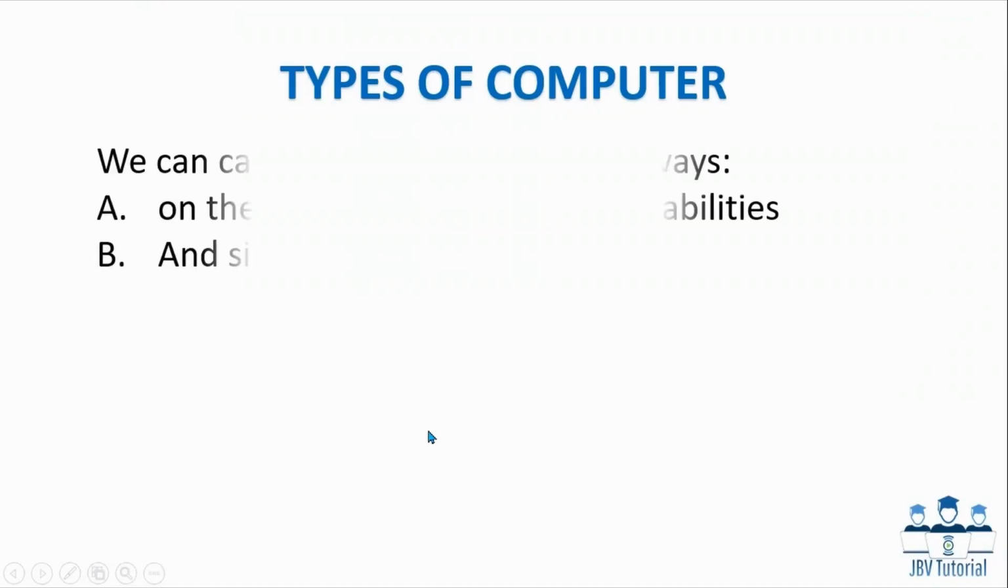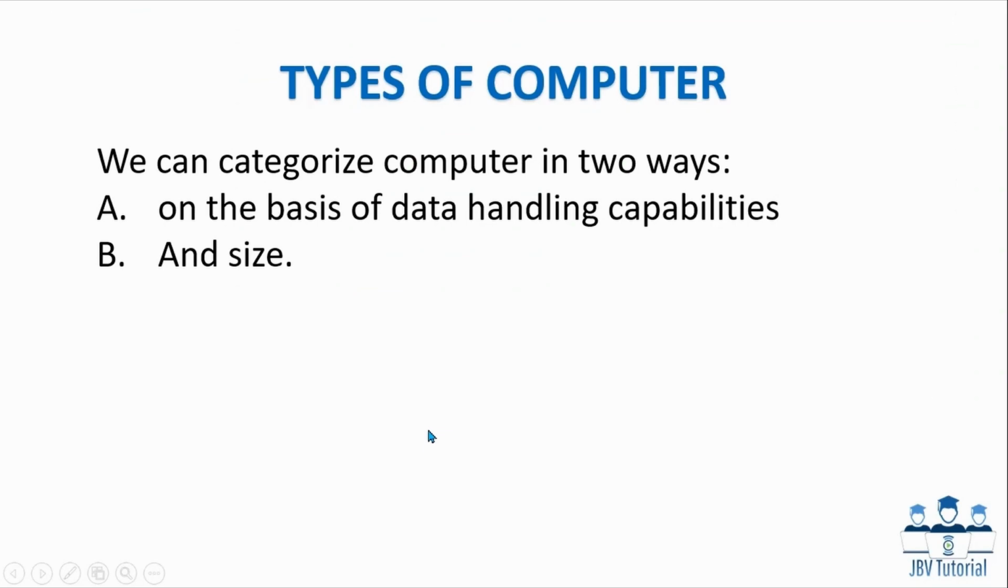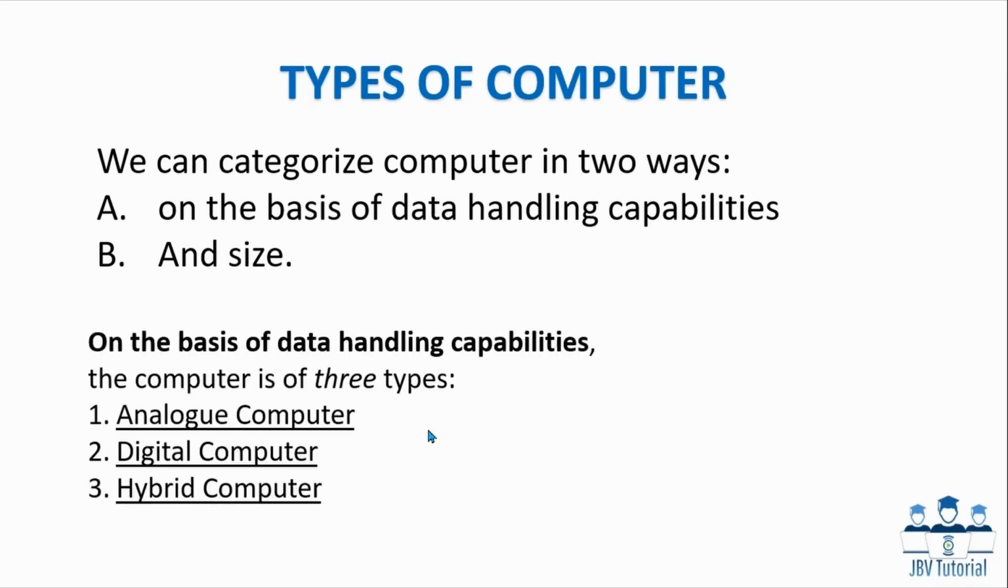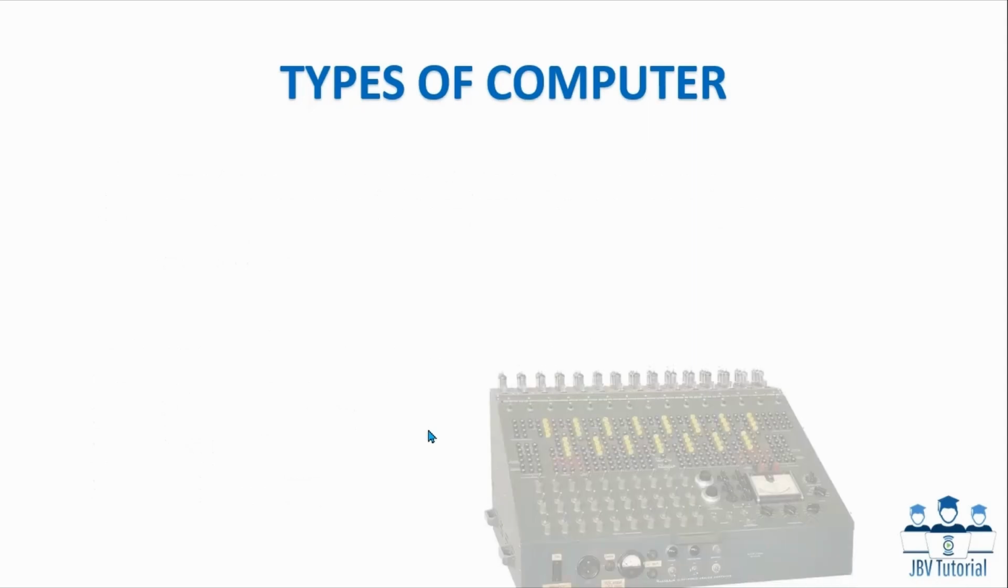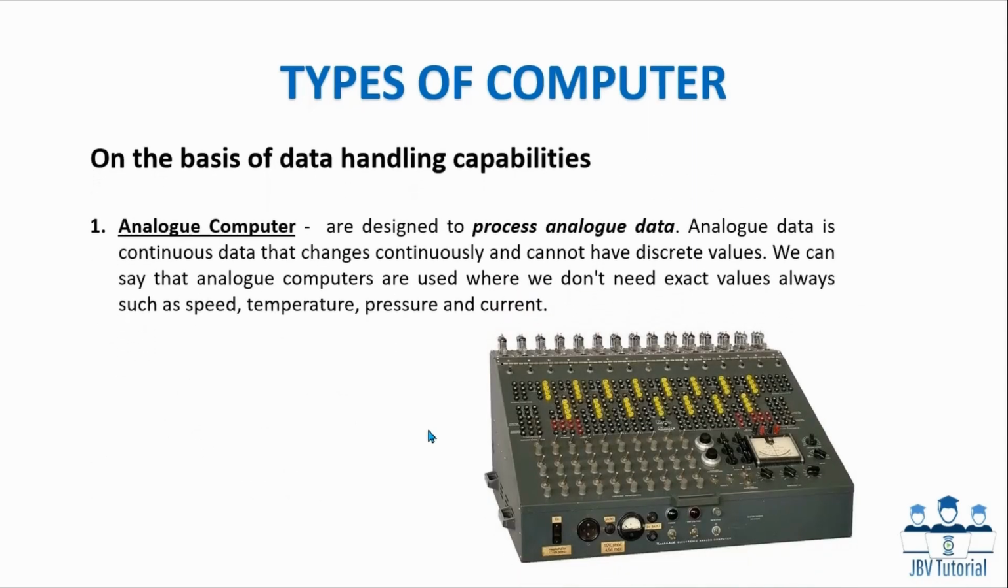Types of computer. We can categorize computers in two ways, on the basis of data handling capabilities and size. On the basis of data handling capabilities, the computer is of three types: analog computer, digital computer, hybrid computer. 1. Analog computer. Analog computers are designed to process analog data. Analog data is continuous data that changes continuously and cannot have discrete values.